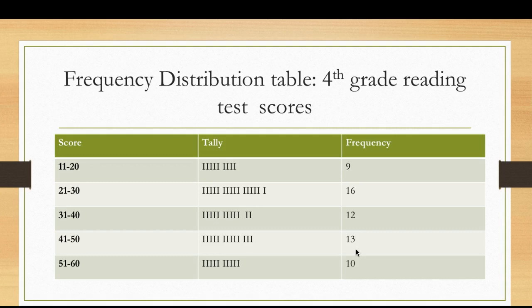You may decide to place the students in groups as per their test scores. For example, we can see that there are 16 students who score between a 21 and a 30. There's 12 students who score between a 31 and 40. There's 13 students who score between a 41 and a 50. And 10 students who score between a 51 and 60.